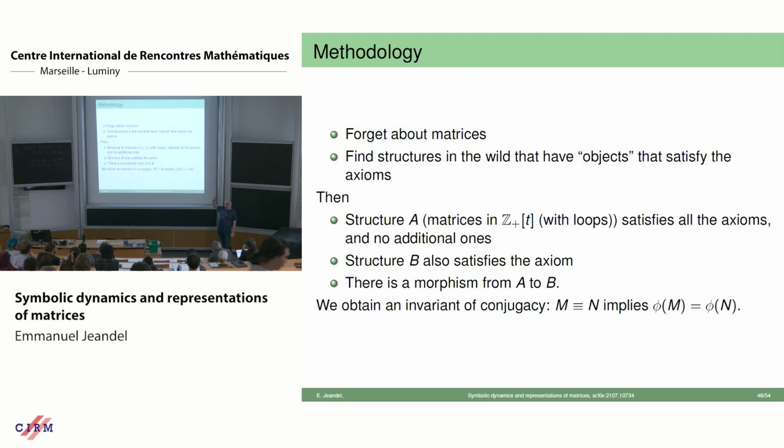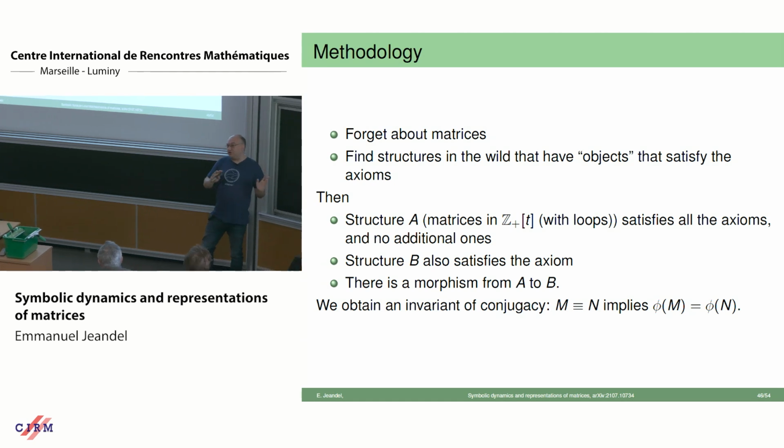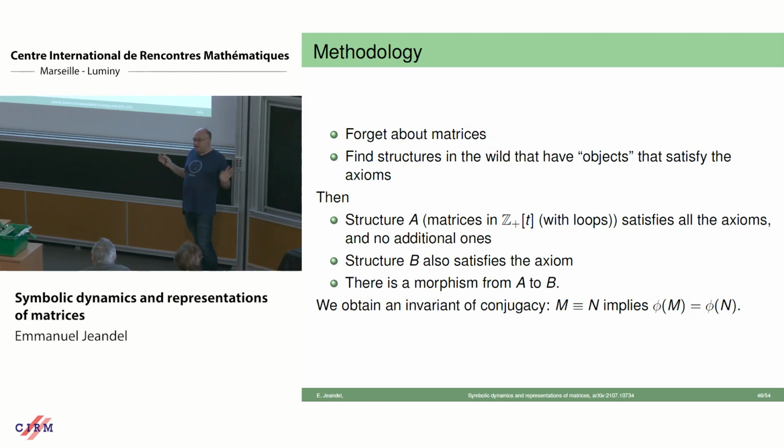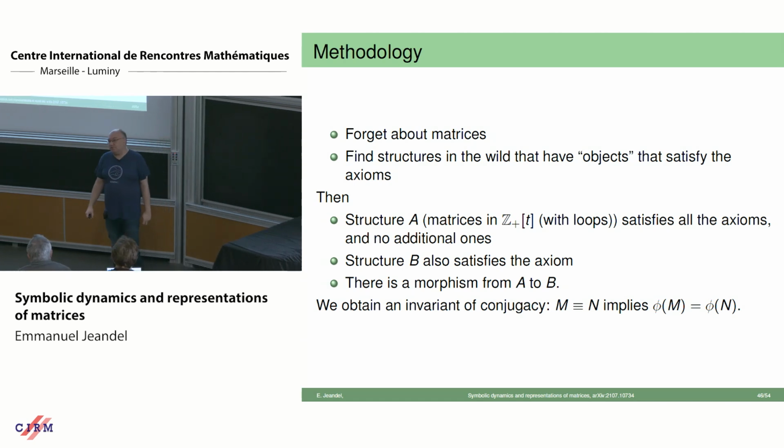Well, technically it's a functor, not a morphism, from the structure to your new structure, which means that you now have a way to find invariants. Because now you take your object, your matrix, and instead of interpreting the matrix in the realm of matrices, you interpret it into your new structure, which might have objects that are very different from matrices. And what you obtain is, by construction, an invariant of conjugacy. So there is a way to obtain invariants of conjugacy by just looking at structures that satisfy all the axioms and transferring matrices inside them.